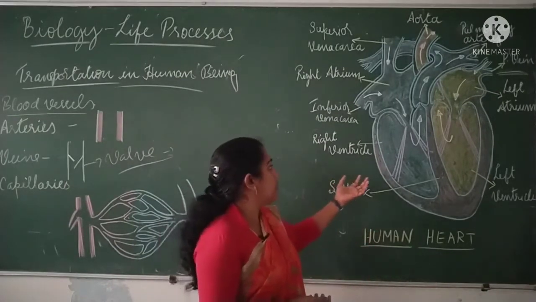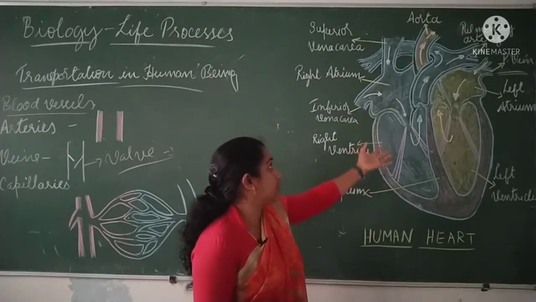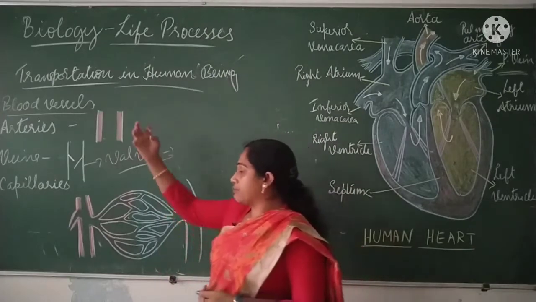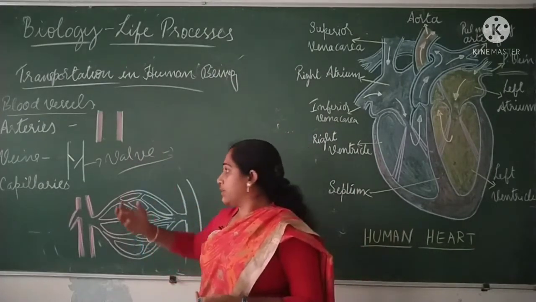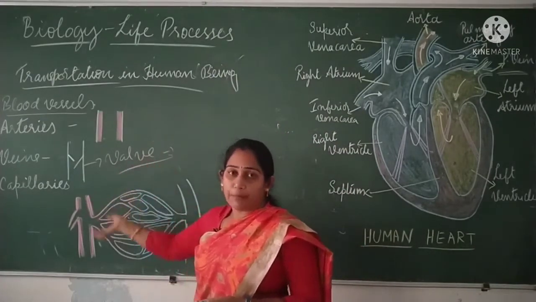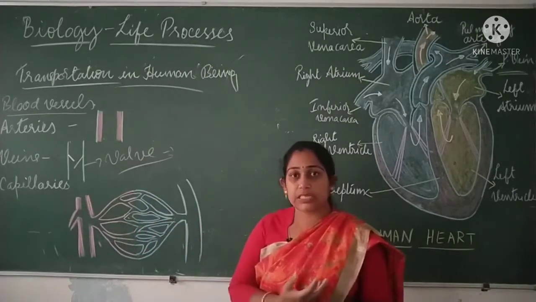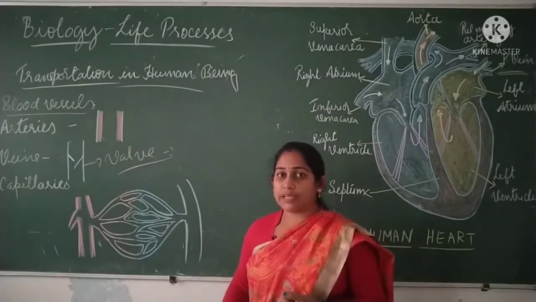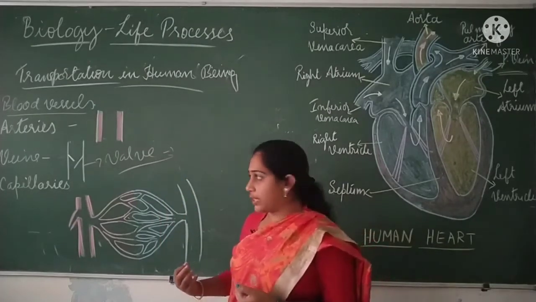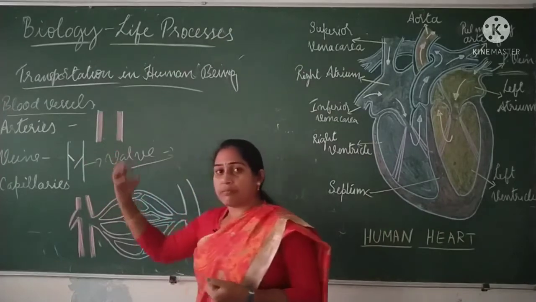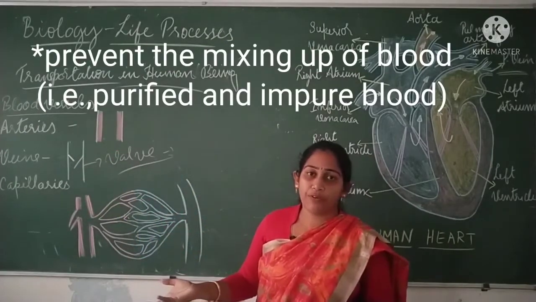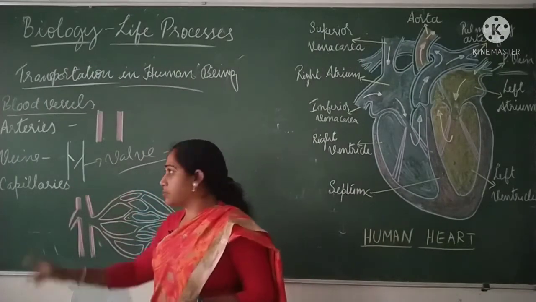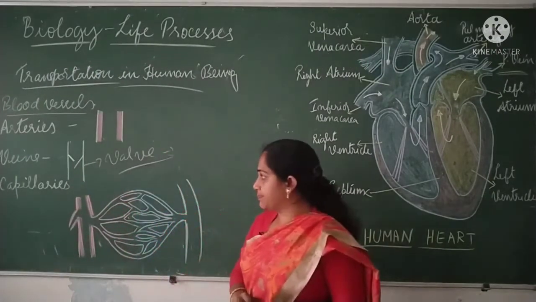So the veins are carrying the blood from different parts of the body. If at all there is a backflow, what happens? There is a chance of impure, deoxygenated blood getting mixed up with the oxygenated blood. So in order to prevent the blood from flowing in a backward direction, there is a valve which will prevent the backflow, so that it will prevent the mixing up of oxygen. So you can find valves in the veins but no valves in the arteries.